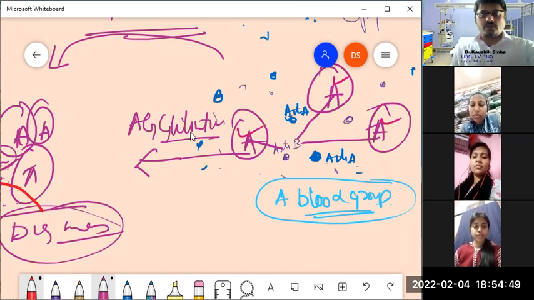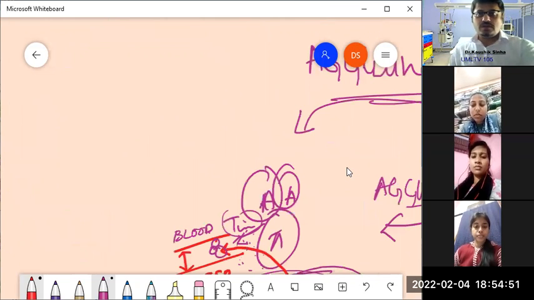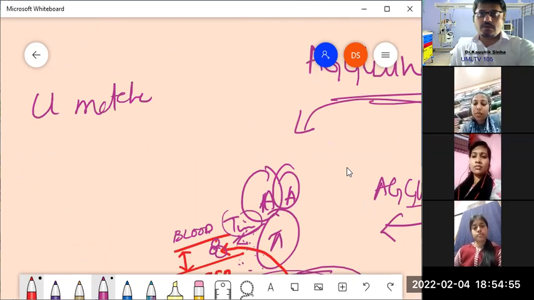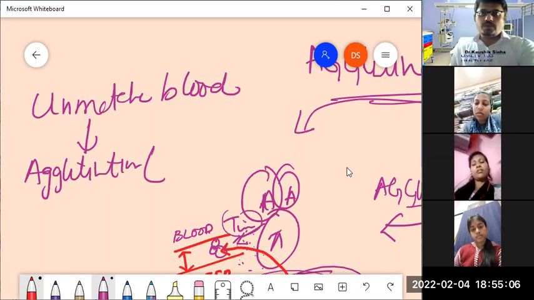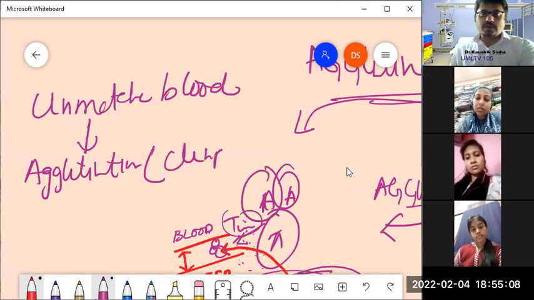So if I draw it in the form of a flow chart, what will be the flow chart? Unmatched blood. What does that cause? That causes agglutination. That is a technical word. In English, we also call it clumping. CLUMP, clumping of RBC.